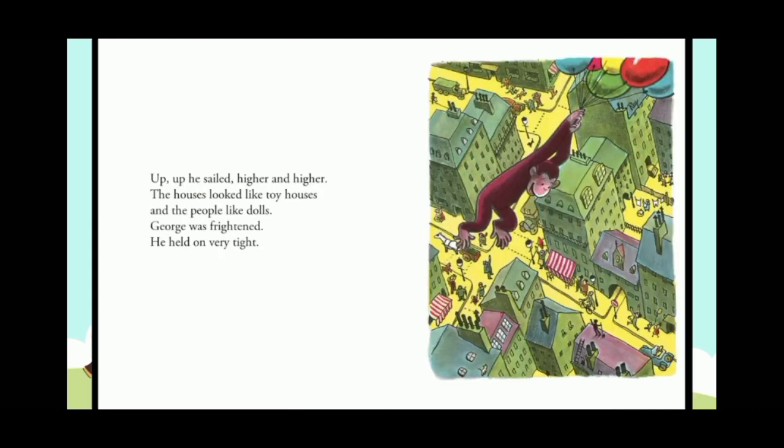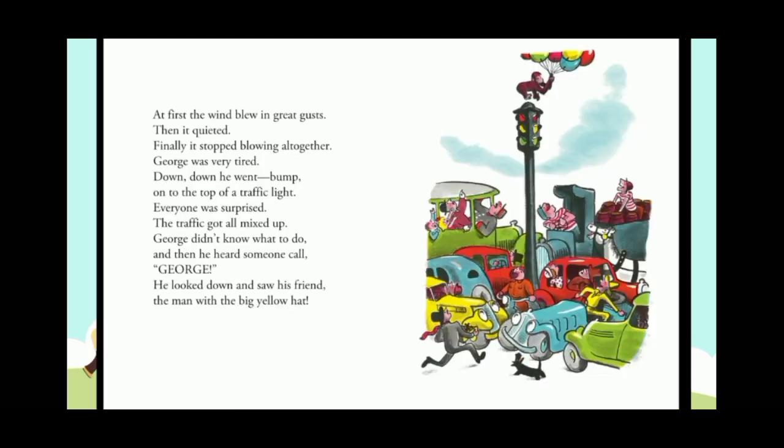Up, up he sailed, higher and higher. The houses looked like toy houses, and the people like dolls. George was frightened. He held on very tight. At first, the wind blew in a great gust. Then it quieted. Finally, it stopped blowing altogether. George was very tired. Down, down he went, bump. Onto the top of the traffic light. Everyone was surprised. The traffic got all mixed up. George didn't know what to do.